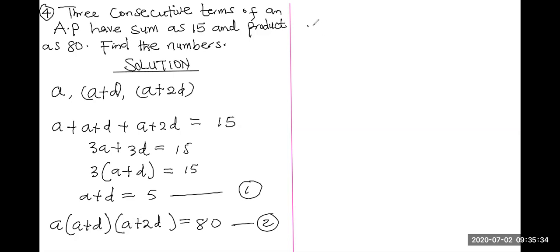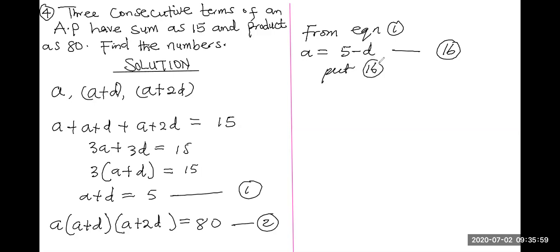So I will now say from equation 1 that A is equal to 5 minus D. If D goes to the other side of the equation, this gives 5 minus D, which is equation 1 modified, so I'll call it equation 1B. Now put 1B into equation 2.